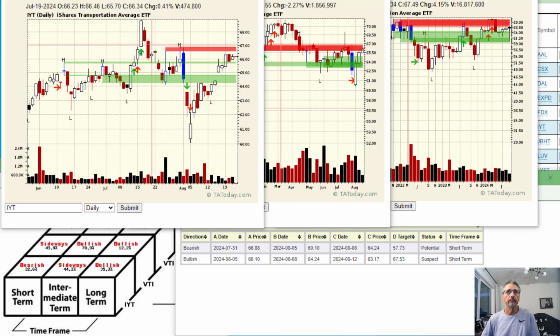Let me clean it up. You had the move down, right? Bounce. You broke swing points, broke a lot of them. That's a lot of damage. You have to repair it, and that's what it's been doing on the way back up.